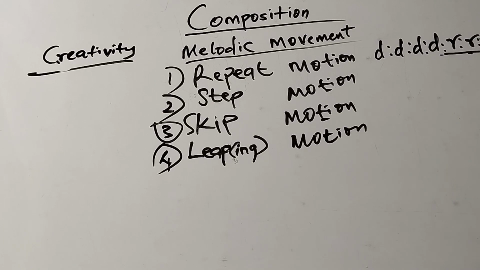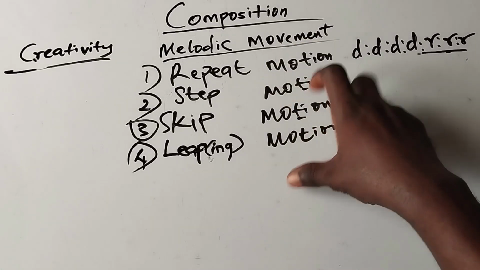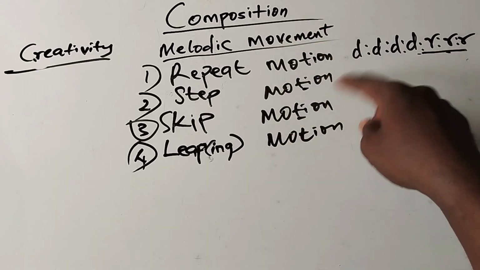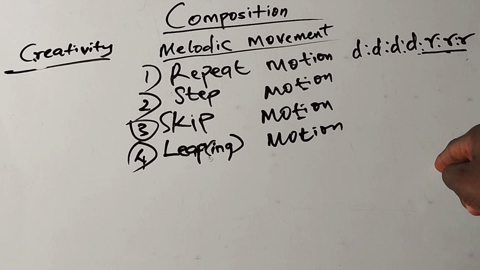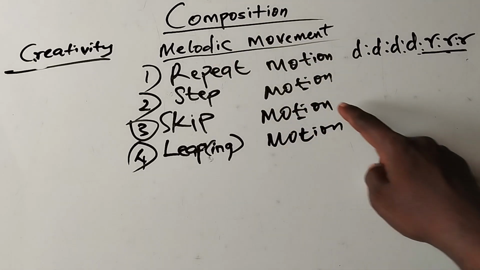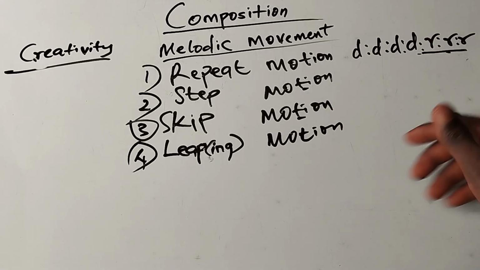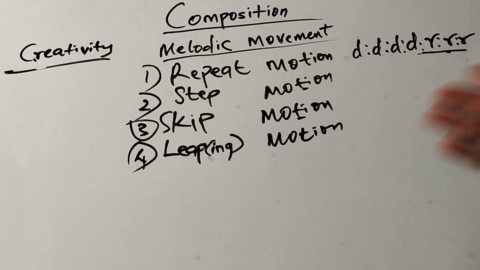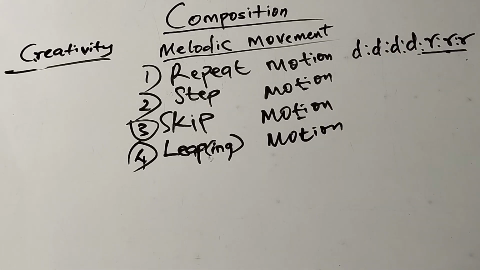Don't be confused about it. So you can find these steps. All of them you must find inside one particular song. Like you cannot have repeat motion only. You cannot have steps only in creative songs. You cannot have skip only. Sometimes you see this one, sometimes you see that one, and that is what makes it creative.